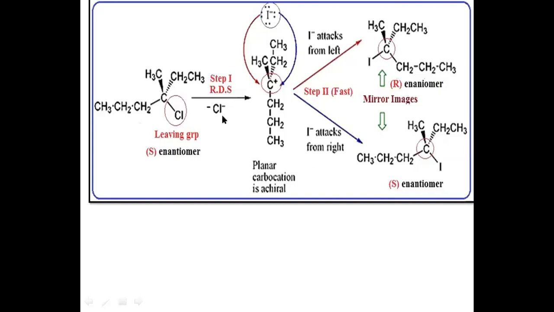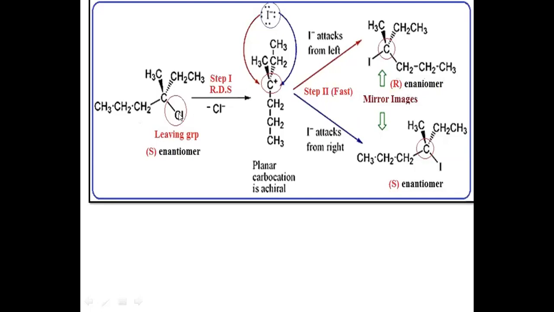In the first step, after departure of the leaving group, you get a carbocation which is planar. Here the carbon has a positive charge. Now what will happen? The nucleophile, that is I minus, iodide, is going to attack. The attack can be from left or right, that is, from the same side of the leaving group or the back side of the leaving group, whatever you get. In step 2, you get these products. Both have the same nomenclature, only their configuration at the chiral center is different. It is exactly opposite. One is R, the other is S.